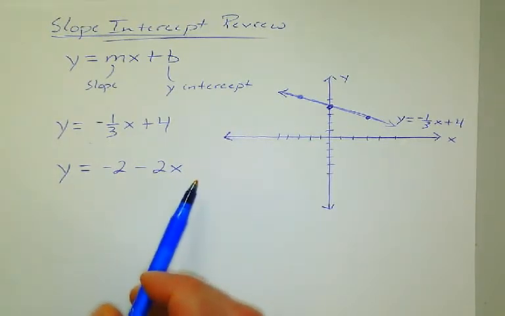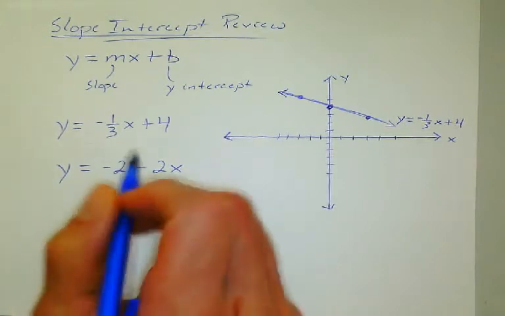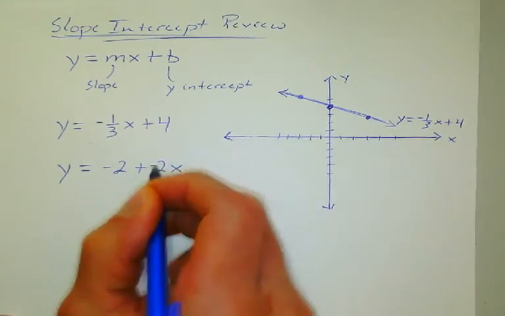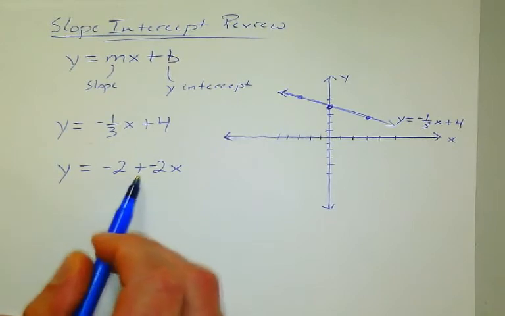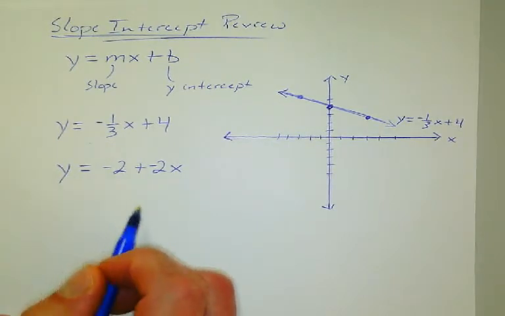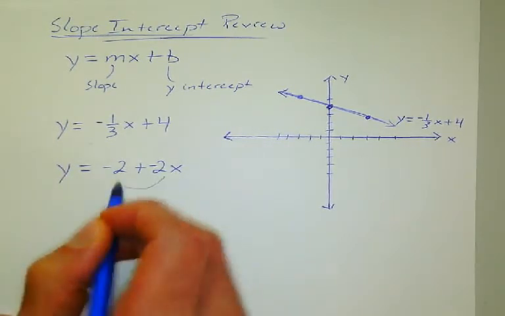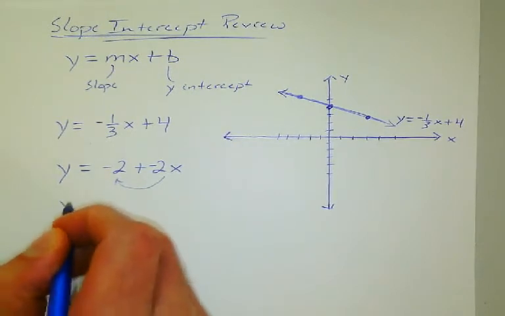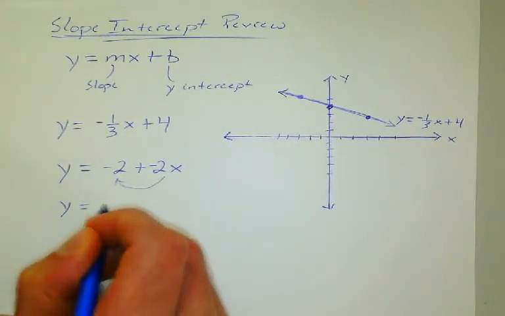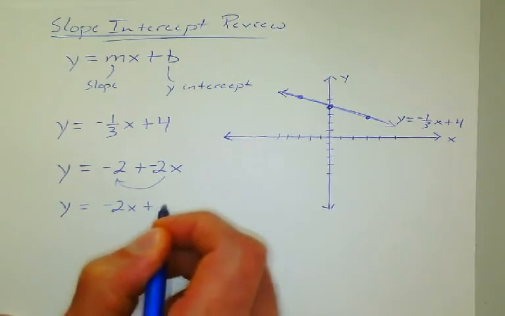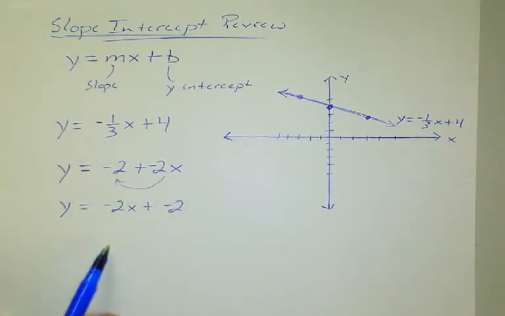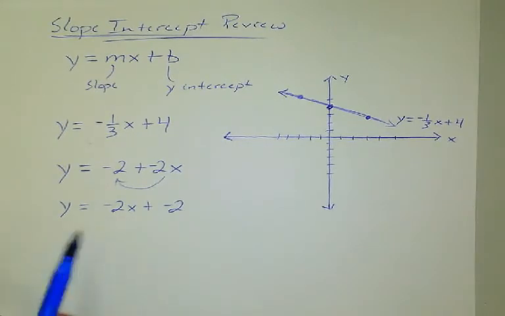So if you want, we could change this minus sign to adding the opposite, or a plus negative. Now we have addition, and we could commute around that addition to bring our slope out front. So we could rewrite this as y equals negative 2x plus negative 2. Now this is what we're more used to seeing. The slope coming first, our y-intercept coming second. Slope-intercept form.